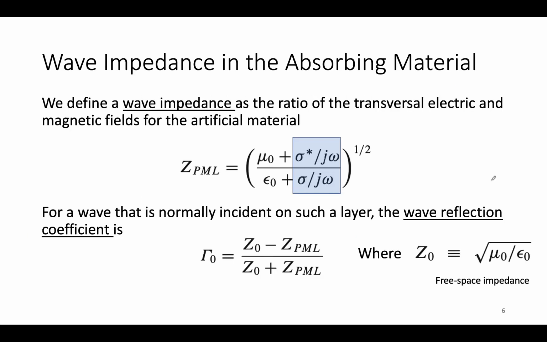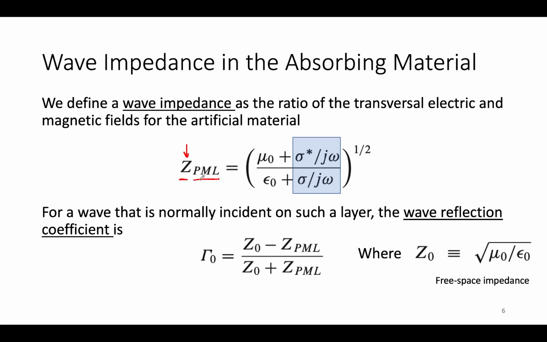If you look at the theory of wave reflection at an interface, it is very convenient to introduce the concept of wave impedance. What we're going to do now is look at the wave impedance in the absorbing material that surrounds our simulation domain. We define the wave impedance as the ratio of the transversal electric and magnetic fields for the artificial material. In this case, the wave impedance is called Z.